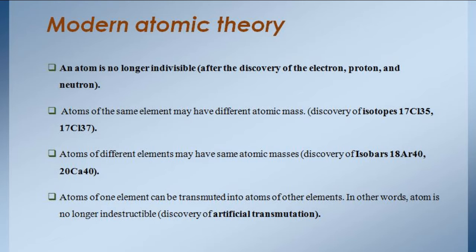In this modern atomic theory, an atom is a very small particle. We can't break it because it contains electron, proton and neutron. The electron's charge is negative, the proton's charge is positive, and the neutron is chargeless. Next one, these three, electron, proton and neutron, are present in the atom.